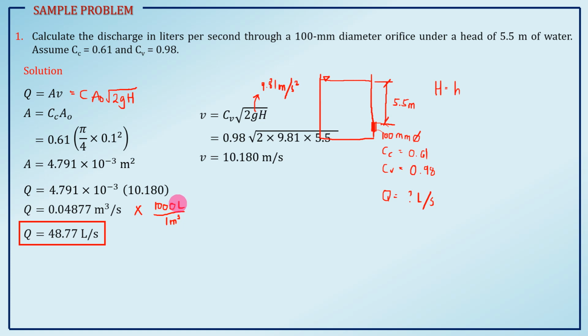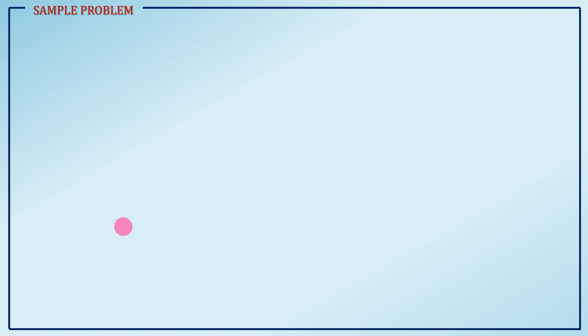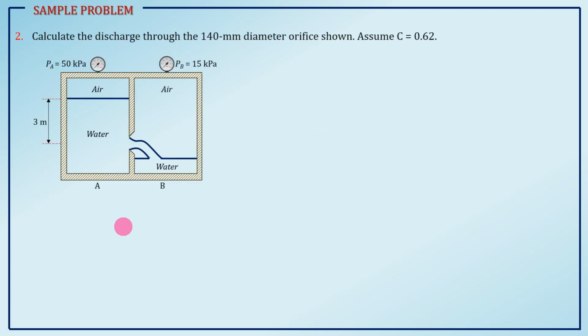So, may question po ba about problem number 1? Wala. Okay, sige. Proceed tayo. Problem number 2. Ayan. So, calculate the discharge through the 140 millimeter diameter orifice shown. Assume C is equal to 0.62.